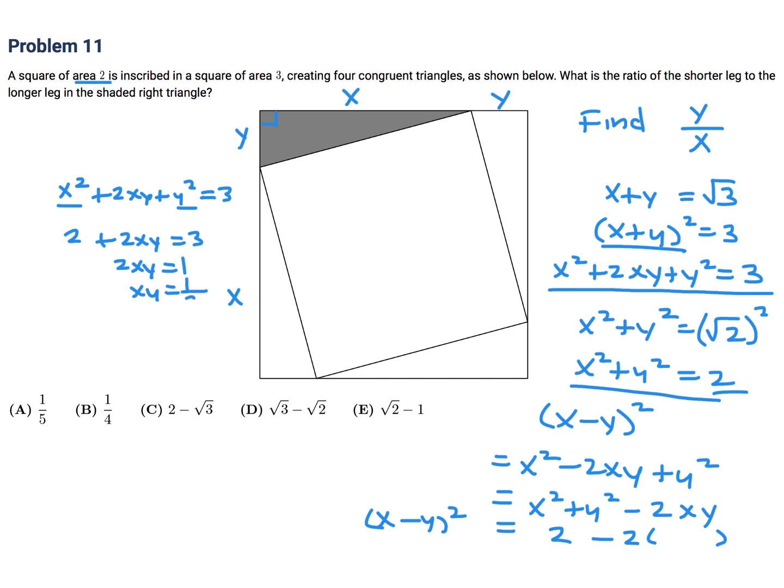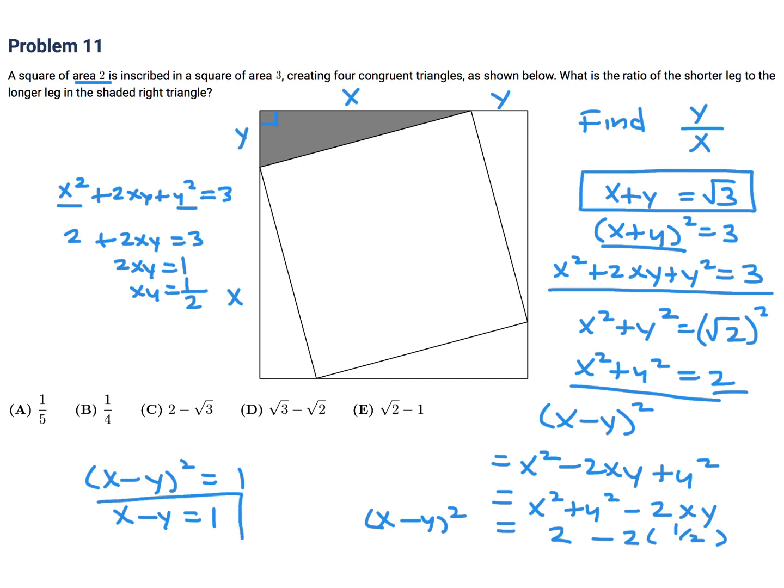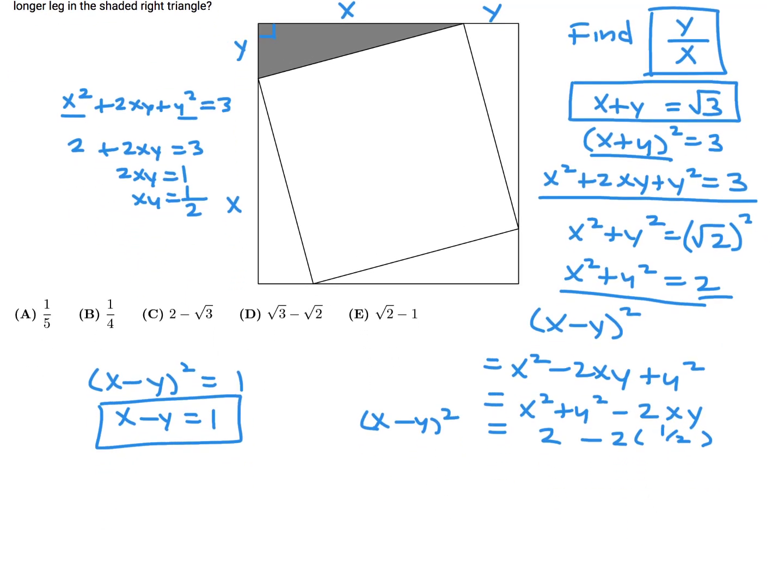And that is what we can put right here. So therefore, x minus y squared is 2 minus 1, so that's just 1. So x minus y, if you take the square root, it'll be 1. And just take the positive 1 because it can't be negative, because these are distances. And I think that's it. We have that guy, and that should be enough to figure out both x and y and then figure out the ratio.